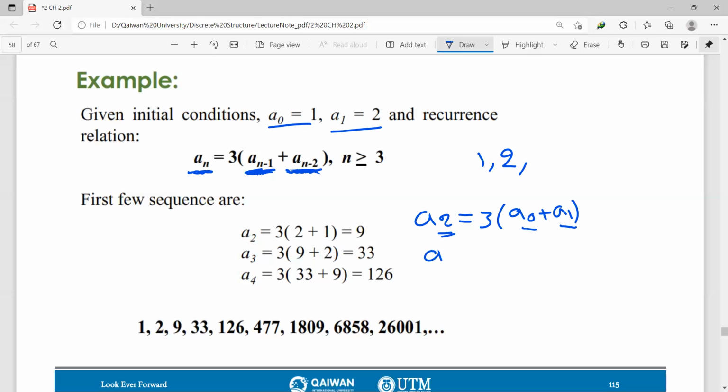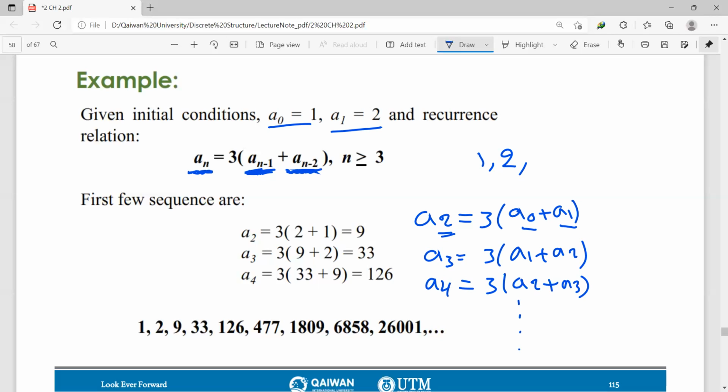How about A3? It depends on A1 and A2. That means 3 times A1 plus A2. A4 equals 3 times A2 plus A3. And so on.